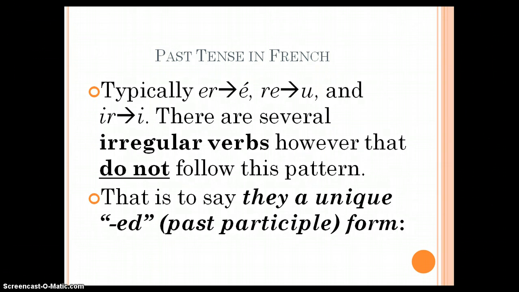Typically, er verbs change to é, re verbs change to u, and ir verbs change to i. There are several verbs, however, that do not follow this pattern. They're irregular verbs. That is to say, they have their own unique ed form, their own unique past participle form, even though they may end in er, even though they may end in re, and even though they may end in ir.